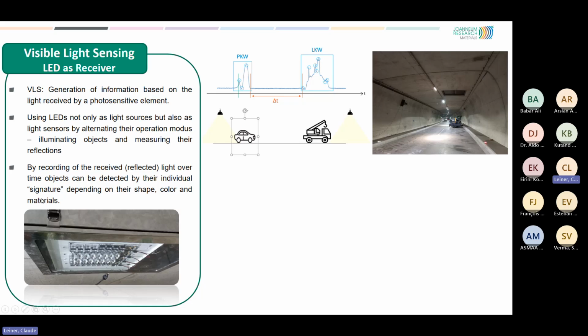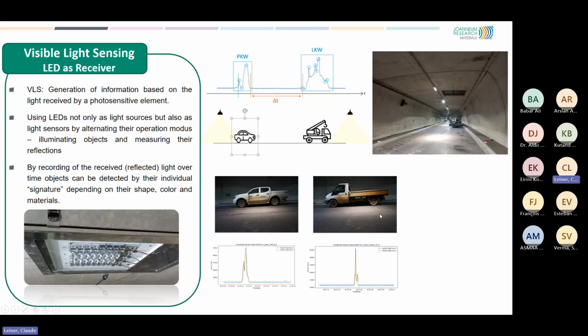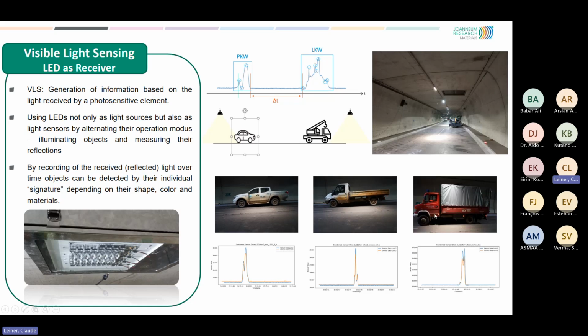This profile, or signature, depends on their shape, color, and materials. You can see here, this is a car, and this is a truck, for example. And here you can see different examples of this. This is a pickup truck. This has this signature, this is a larger truck with this signature, and this is a really large truck. So you can really distinguish these cars.